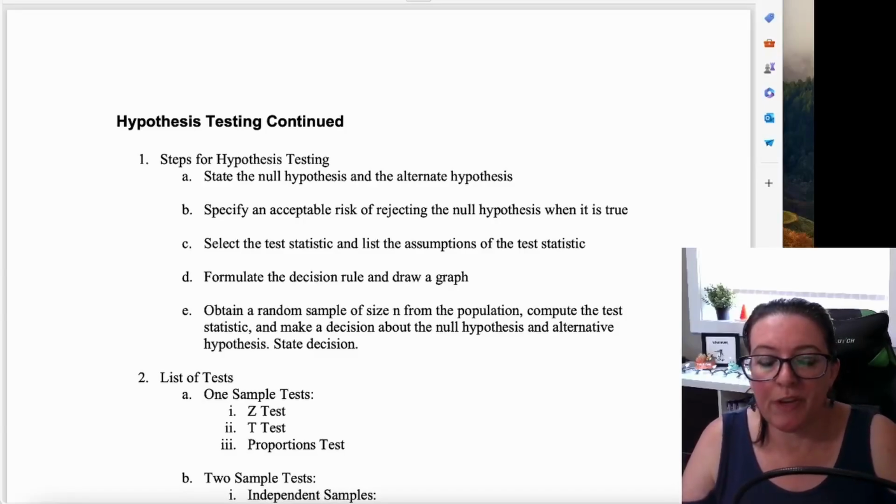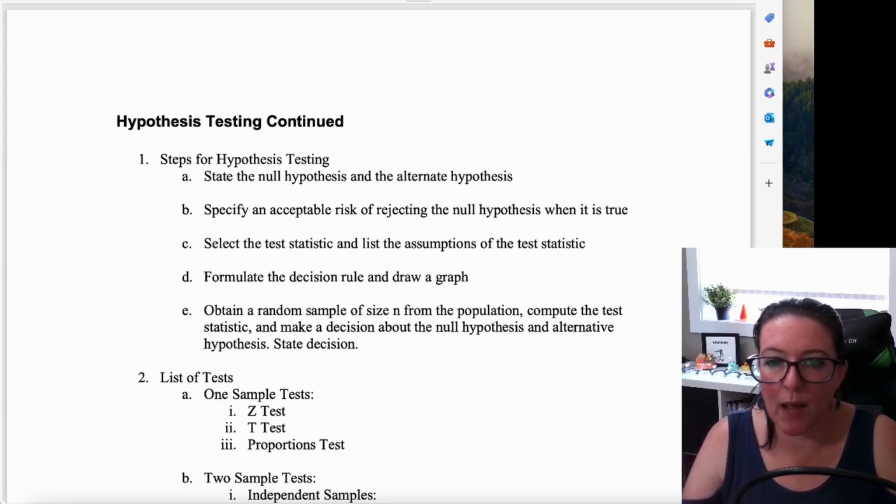In the next couple videos, we're going to be working through different hypothesis tests by practicing the steps for hypothesis testing. The steps for hypothesis testing are to state the null and alternative hypothesis, specify an acceptable risk of rejecting the null hypothesis when it's true. So what is our alpha? How confident do we need to be?